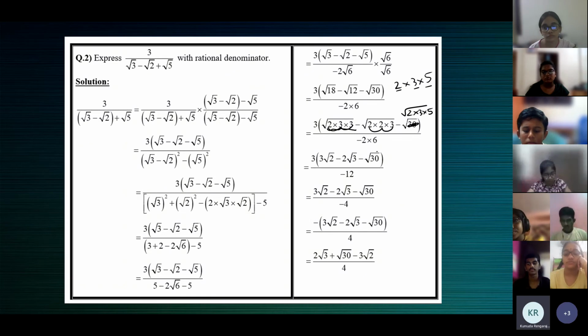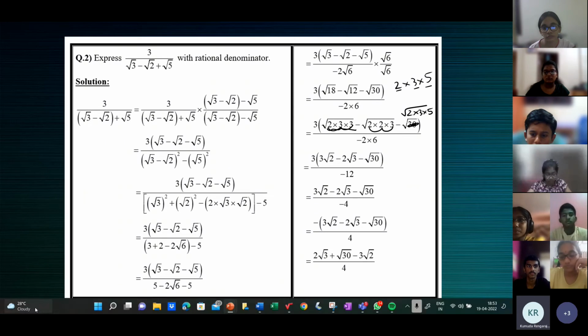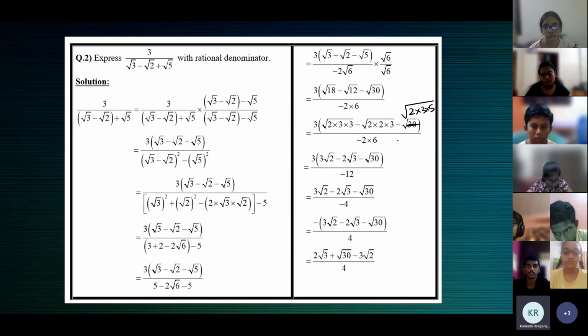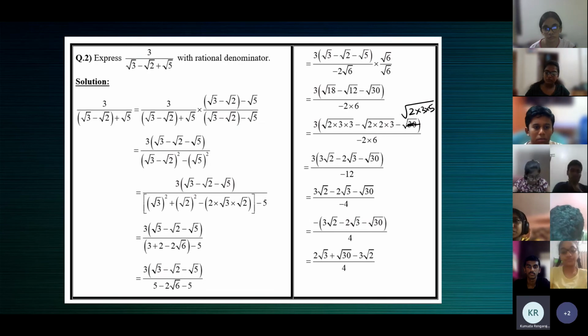And then in the next step, you can put back root 30. You can do that, children. Maybe I'll do that for you now. Instead of this root 30, you can write 2 3s are 6, 6 5s are 30, because we cannot process everything instantly.